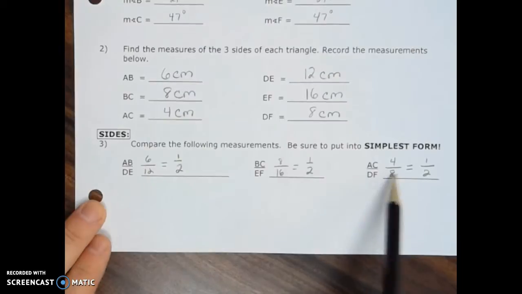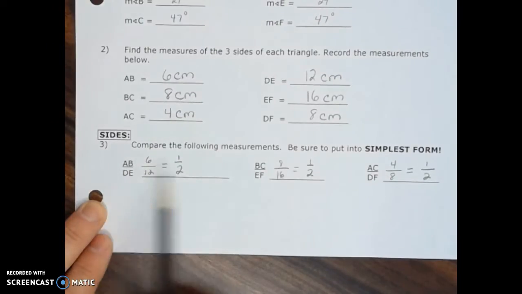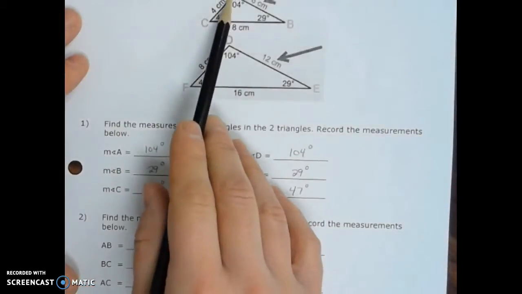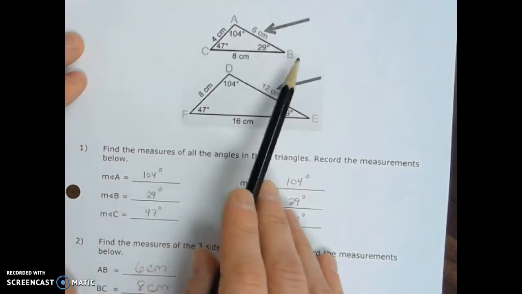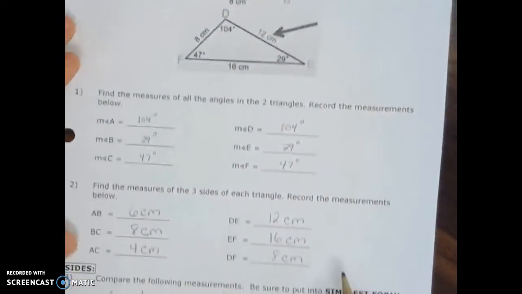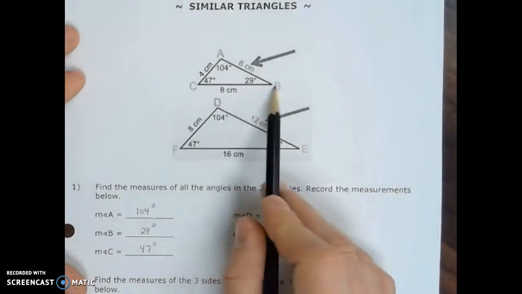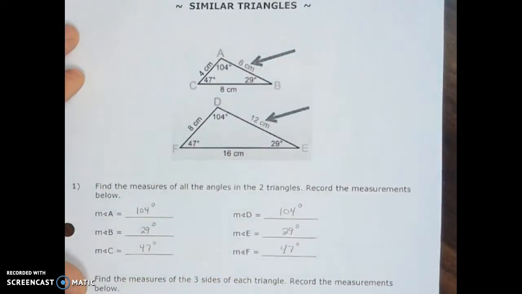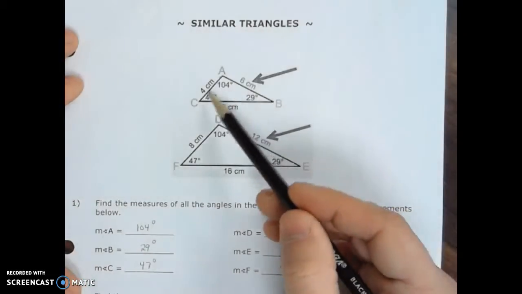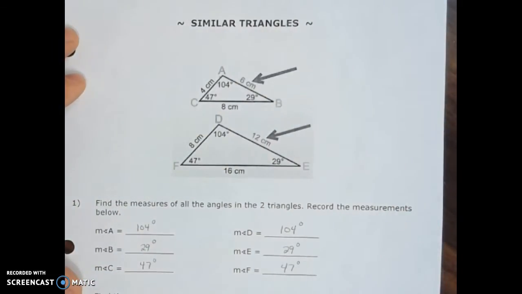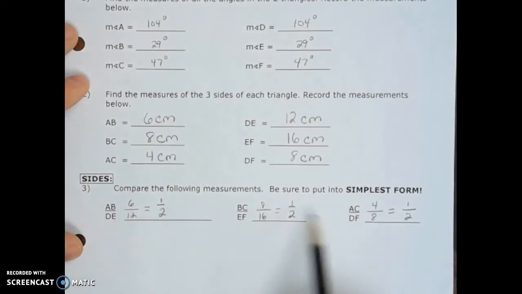When I set up my ratios, I was actually setting up ratios of corresponding sides. AB and DE are corresponding because they're in the same location. Here's AB, here's DE. They're in the same location, just on 2 different shapes. BC and EF correspond. BC is the bottom of this triangle, EF is the bottom of that triangle. AC and DF correspond to each other. AC and DF, they're in the same location, just on 2 different triangles. So these ratios compared the corresponding sides.